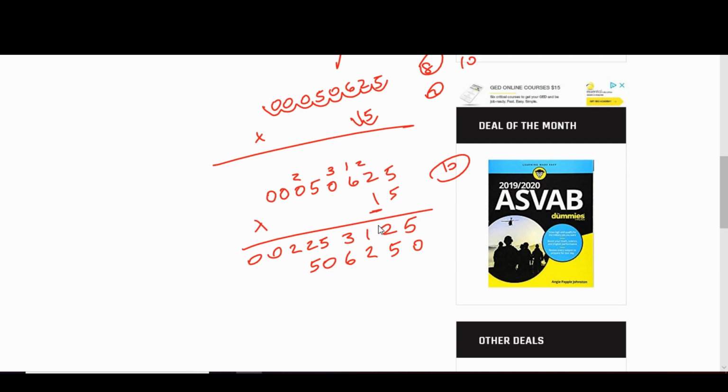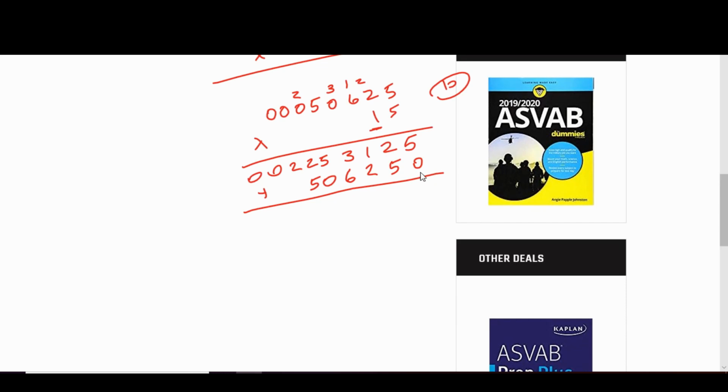Let's see. Add up my 0. 5, 2, 6, 0, 5. Let's go ahead and add. 5 plus 0 is 5. 5 plus 2 is 7. 2 plus 1 is 3. 6 plus 3 is 9. 5 plus nothing is 5. 5 plus 2 is 7. And 2 plus nothing is 2.